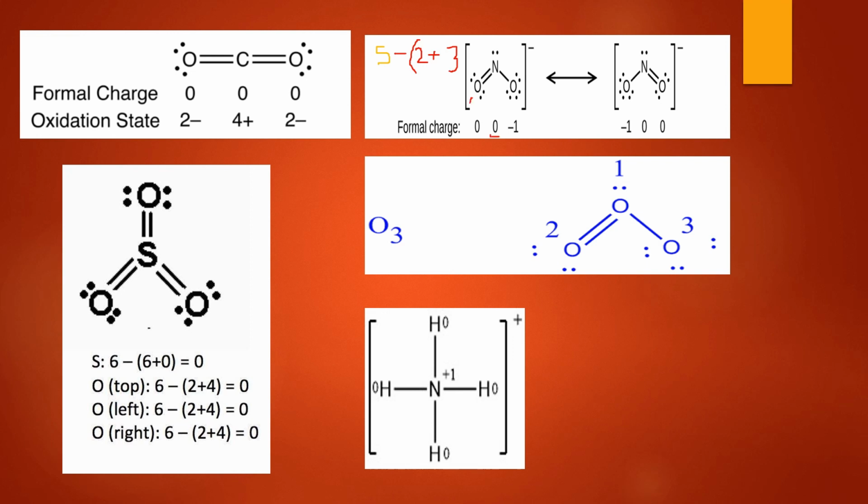Again coming to this oxygen. In oxygen 6 electrons are present. So 6, then minus, then how many unshared electrons do you have? 4. So 4, plus the number of bonds, which is 2. So 6 minus 6 is equal to 0. Again this is 0.